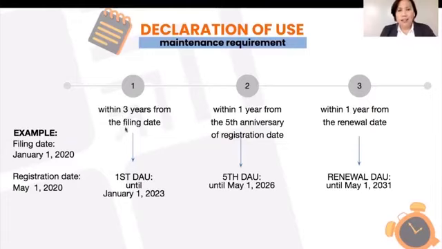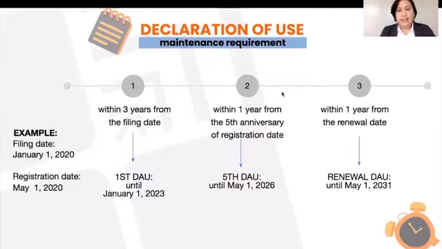Or, for example, you're already using your trademark now, and it's only now that you're going to file your trademark application. You can already submit this DAU, or declaration of actual use, within 3 years from the filing date, as long as you can attach actual labels of your mark. Because as mentioned, the declaration of actual use is a proof that you're already using your mark. So what can you attach in your application? Actual labels of your mark or pictures. If you use it as a signage, then you can attach photos of your trademark.